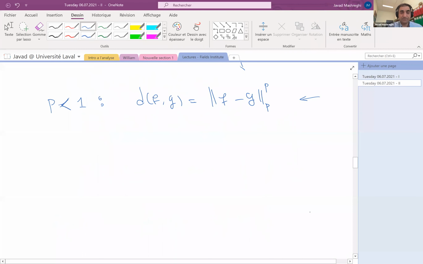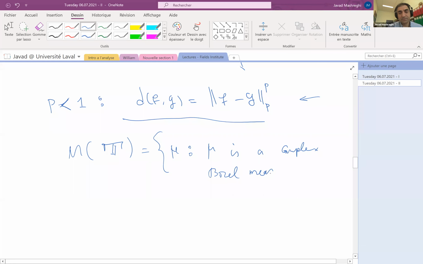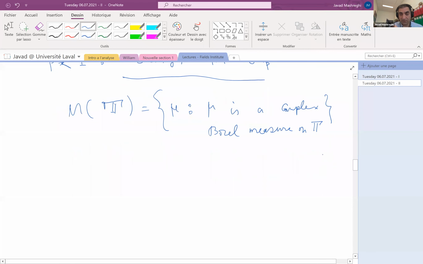And also I need the Borel measures which are defined on T. So M(T) is the set of measures μ, where μ is a complex Borel measure on T. I emphasize complex because we define the norm of μ to be the absolute value of μ, the total variation of μ on the whole circle.